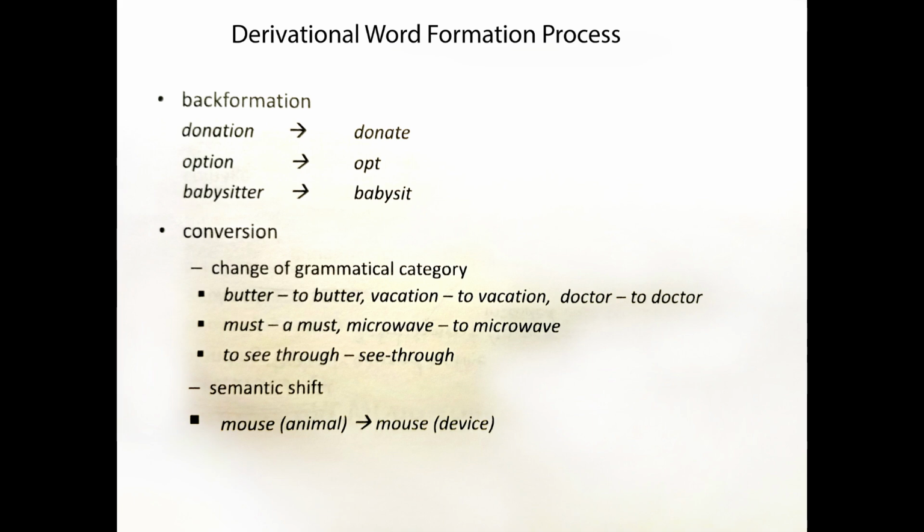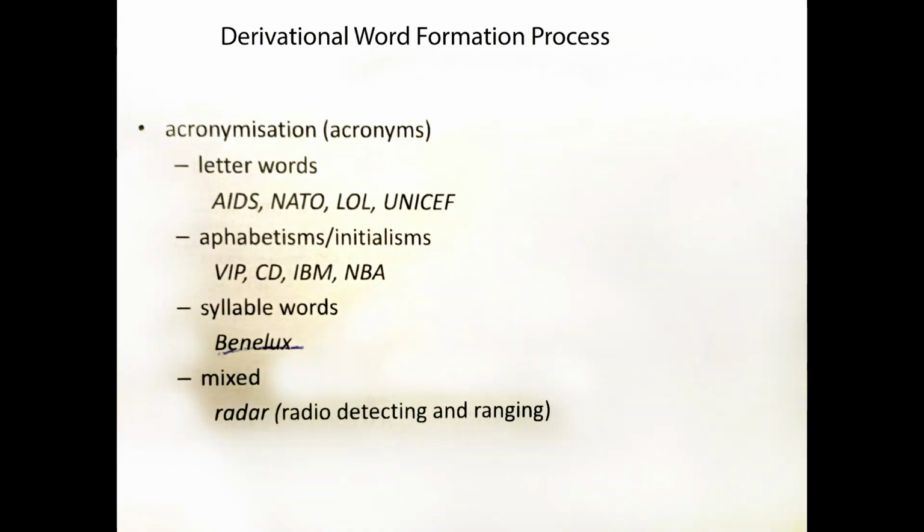So let's look at semantic shift. Semantic shift basically means a word can have different meanings, right? Let's take the word mouse. One way it can mean an animal. Another way it can mean a computer device which you use to operate your computer.